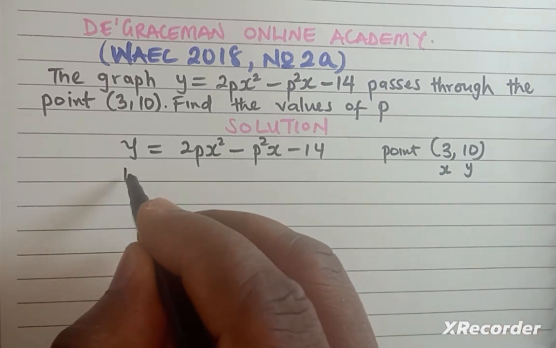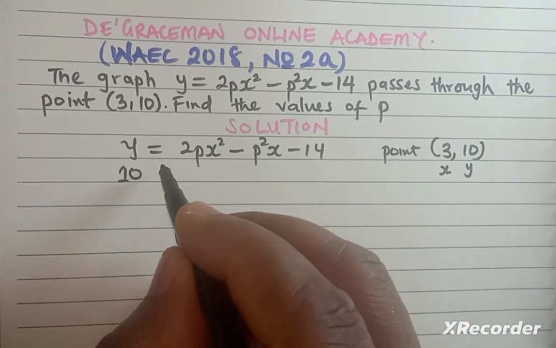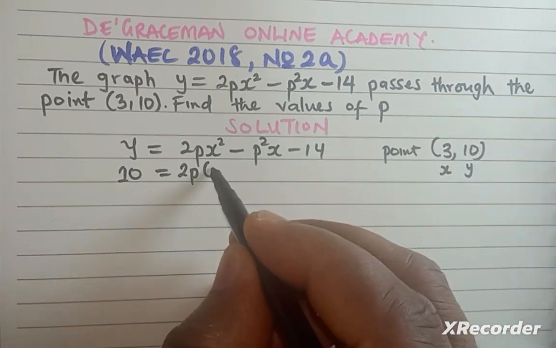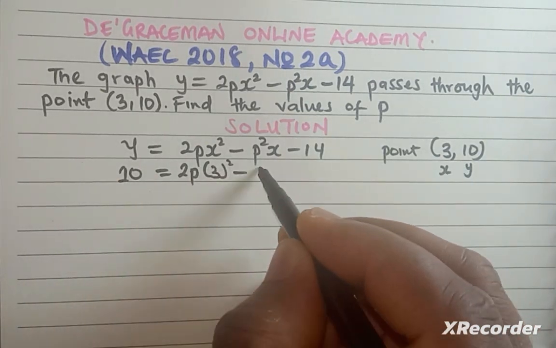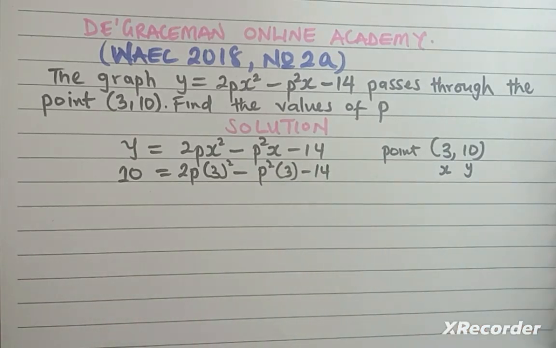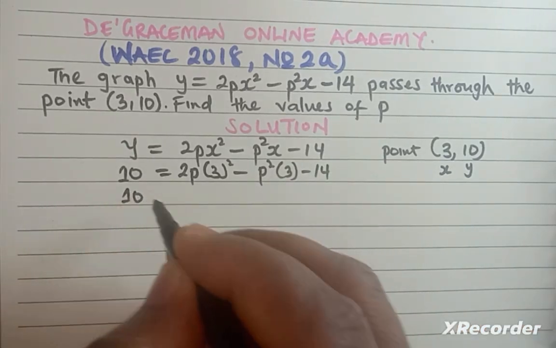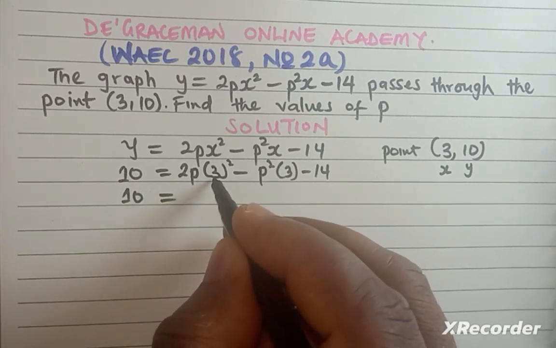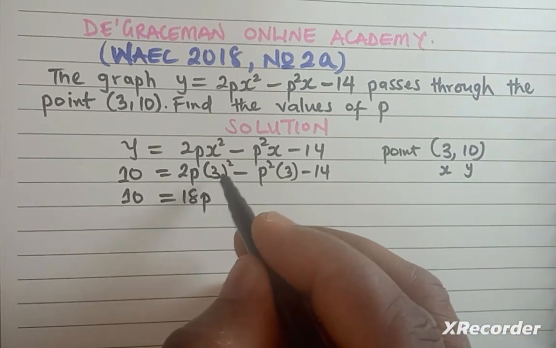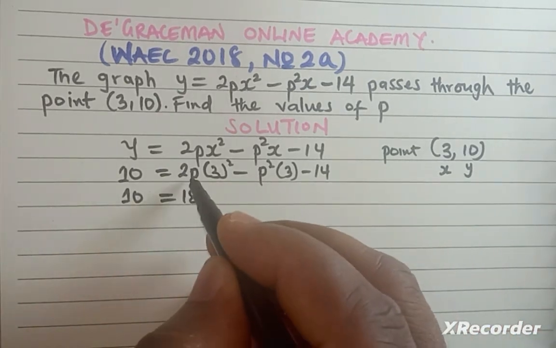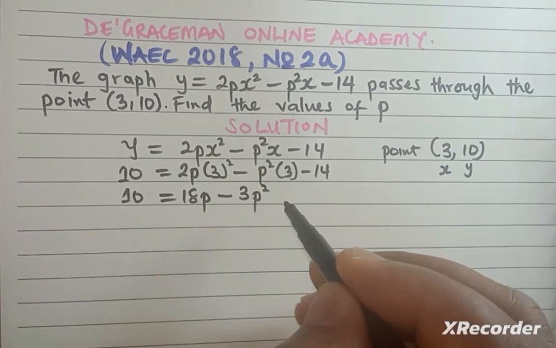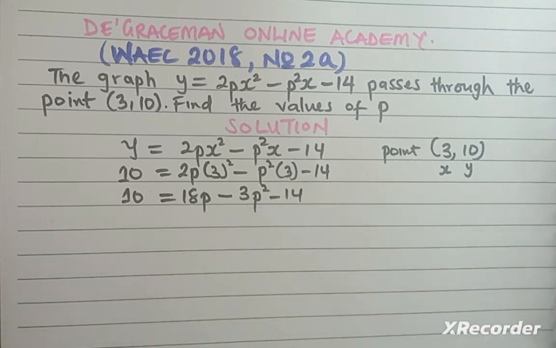So we have 10 equals 2p, open brackets, then we put 3 squared, minus p squared into 3, minus 14. Then we have 10 equals, now this will give us 9. 9 times 2 will give us 18p. That is, 3 squared is 9, 9 times 2 is 18. Then this p, we put it here, minus 3p squared minus 14.